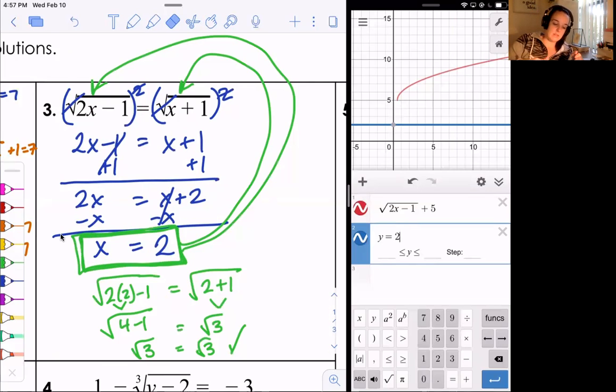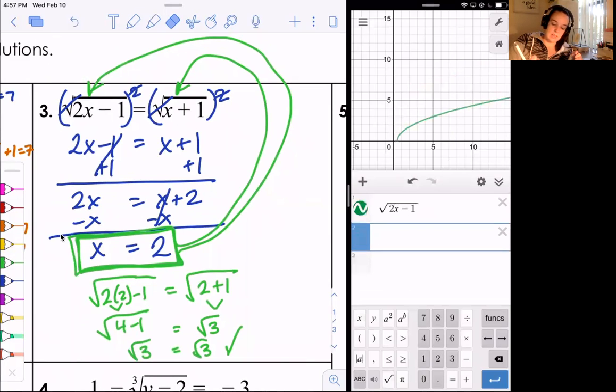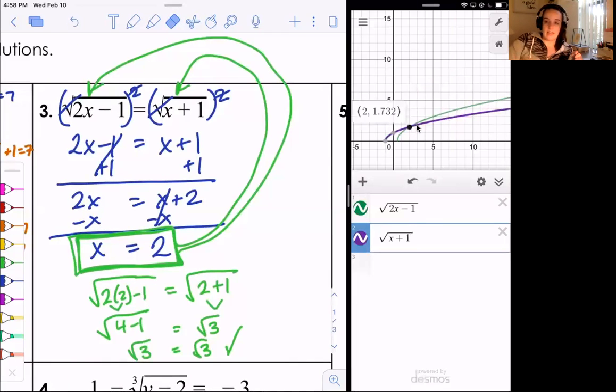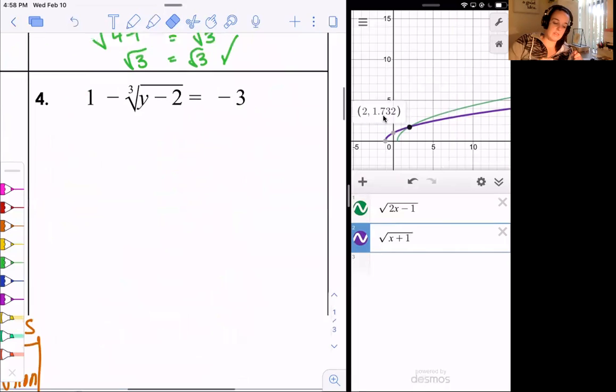All right. If you want to see this graphically, you can plug it in. We could say square root of 2x minus 1 and square root of x plus 1. And we can see that those cross over each other right here. And that is my solution right there. There's my 2. And that number right there actually is the square root of 3. Pretty cool. All right, let's do one more for my regular humans. All right, we've got this one looks like this.